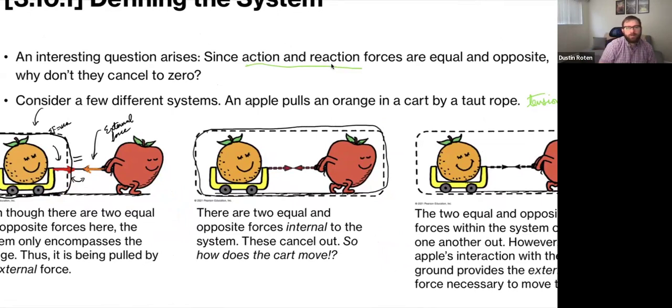All right. Well, so here we have two equal and opposite forces internal to the system. Okay, that's true. Those two equal and opposite forces are now inside our system that we've defined. And again, we can define a system however we want to. These cancel out now. Okay, they're equal and opposite. They're done. They've canceled out. But we know the cart's still moving. So how does the cart move if those two forces are canceling each other out inside the system?